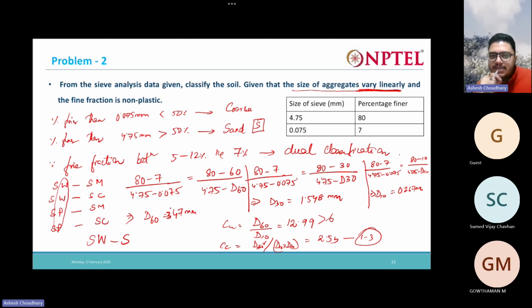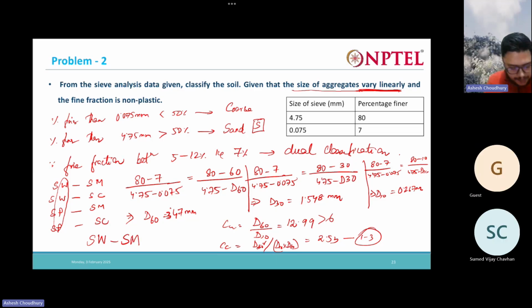Silt, right? Why silt? Why did we decide it as silt? Yes, correct. Because it's non-plastic. Right, very good. Because it's non-plastic, we decided that the soil is silt.